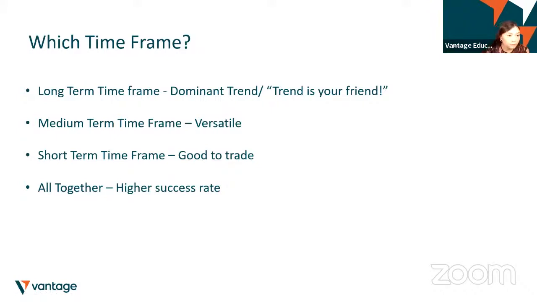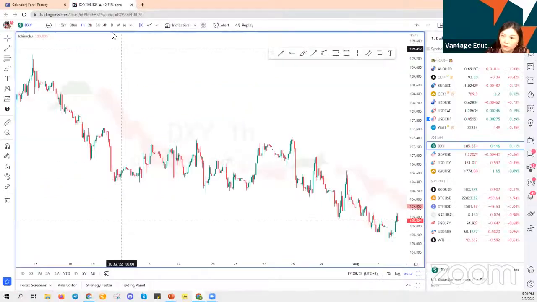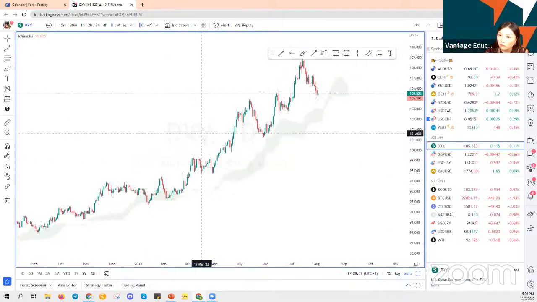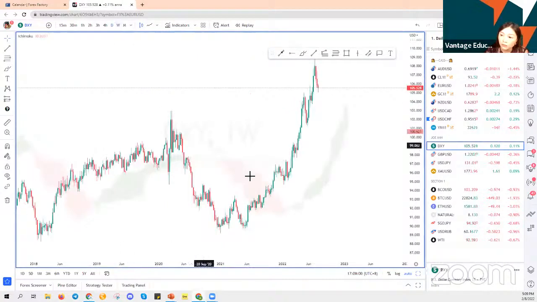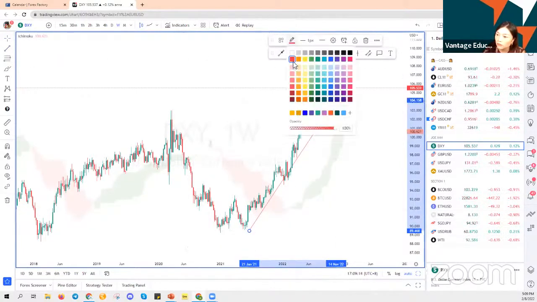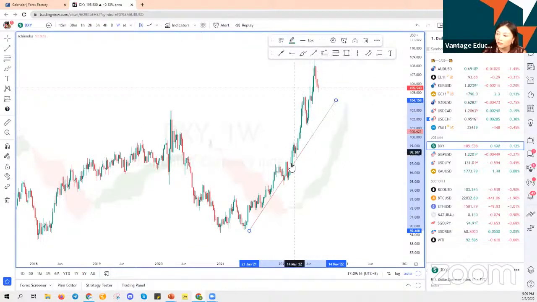For example, for long-term, meaning days or weeks, they will signal you in a general direction, meaning where the market is actually heading. This is quite bullish, an upward trend. So the general consensus of the market is that DXY is bullish, going upwards in an ascending trend.